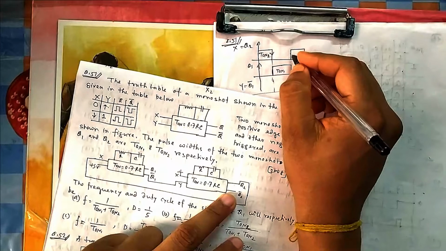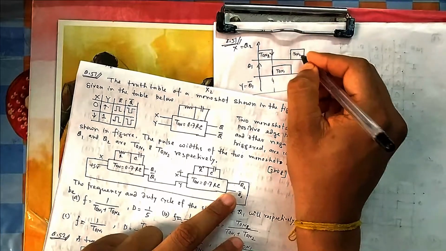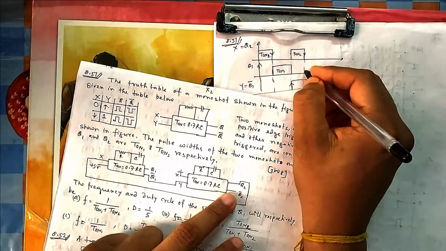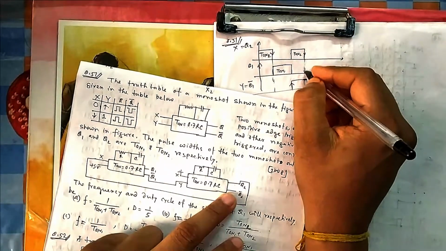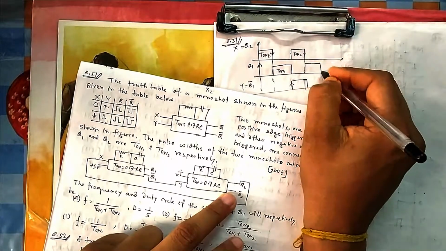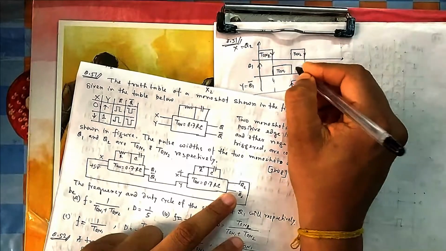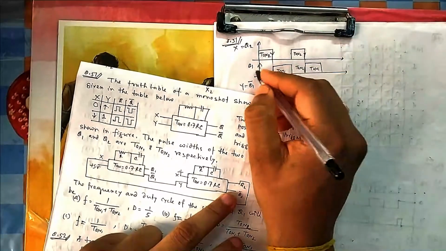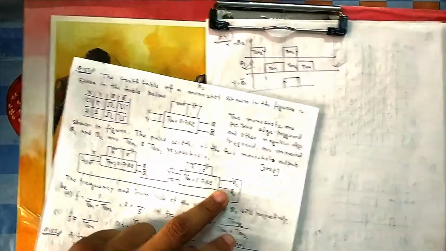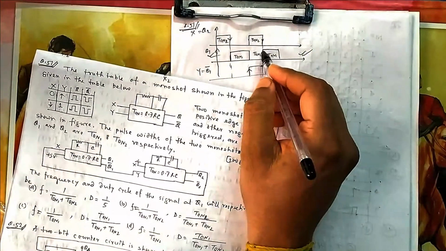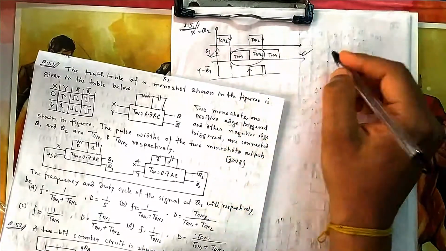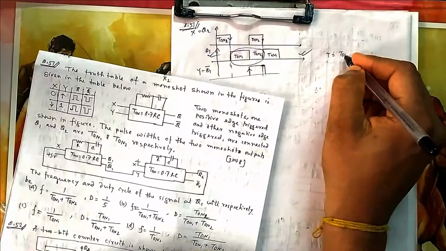Again the same procedure starts: it will be held for T on 2. When it falls, again Q1 will come for T on 1. So now you can see this is the signal that we require, Q1. What is its time period? The time period is the complete period which is repeating. So the time period is T on 1 plus T on 2.